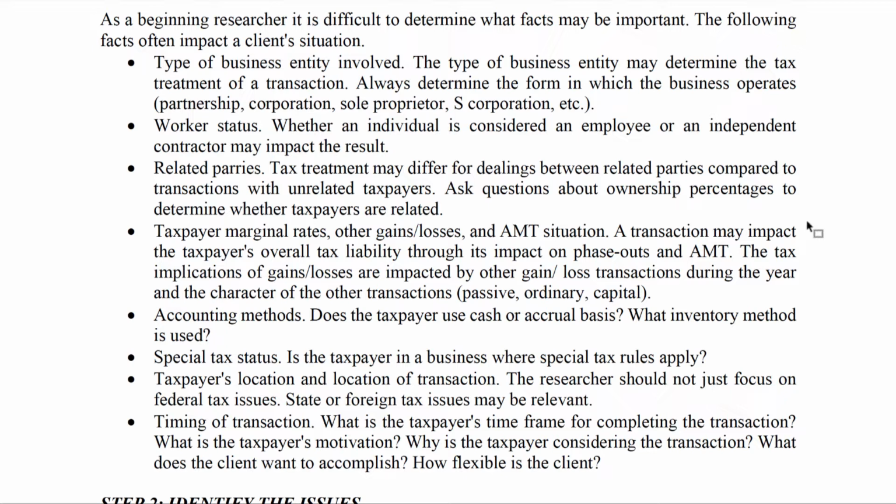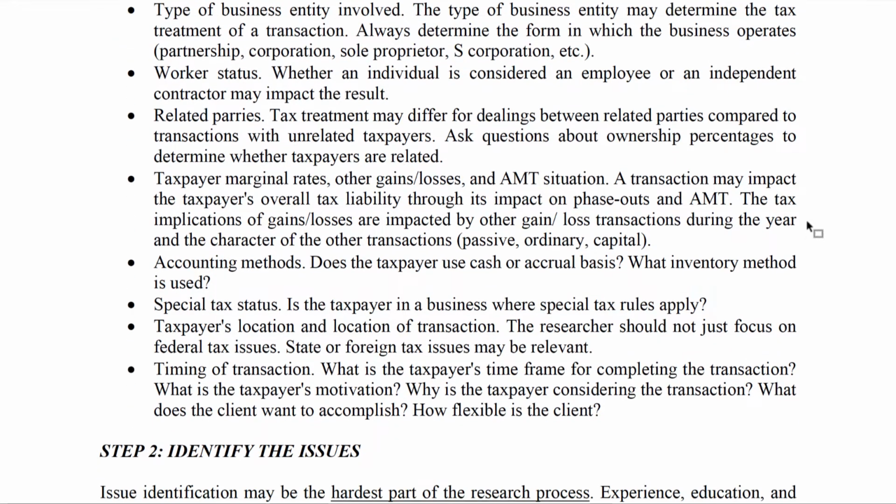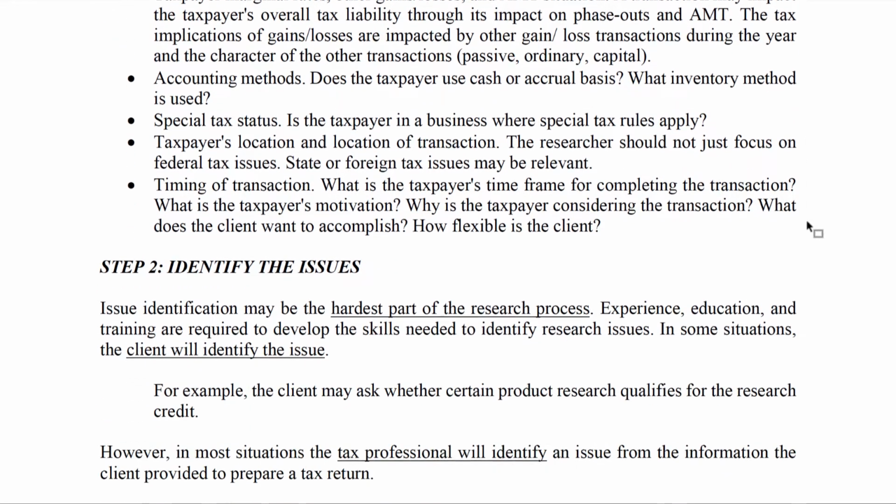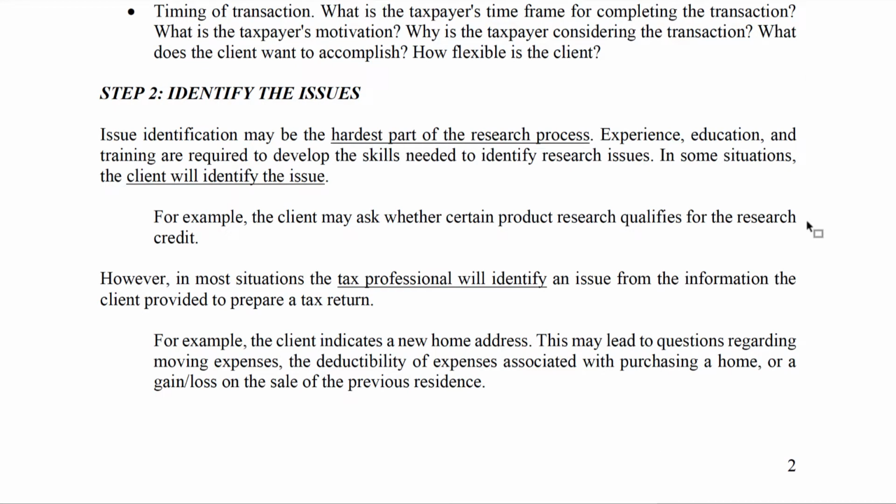I'm not going to spend much time on the facts. This is something that as you go through the tax research process, you'll understand more and more what you need. You can go back to the client and ask for more facts. So let's go to step 2, identifying the issues. So step 2 is, as I mentioned, step 2, 3, and 4 are where most tax research classes focus their attention. So step 2 is where you usually see tax research courses start out and they focus on this issue.